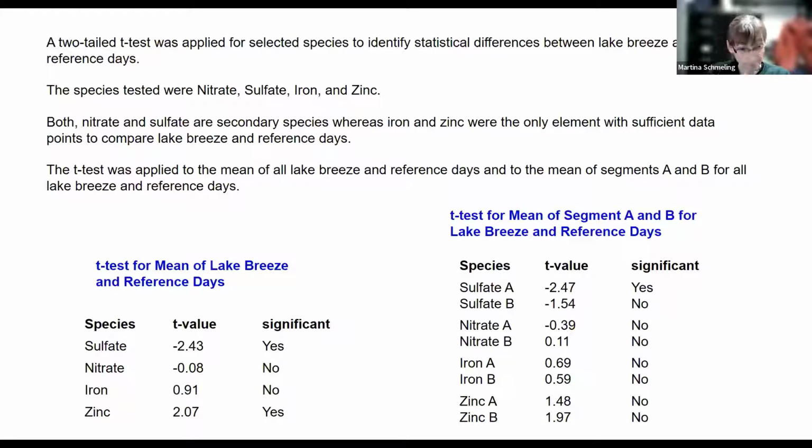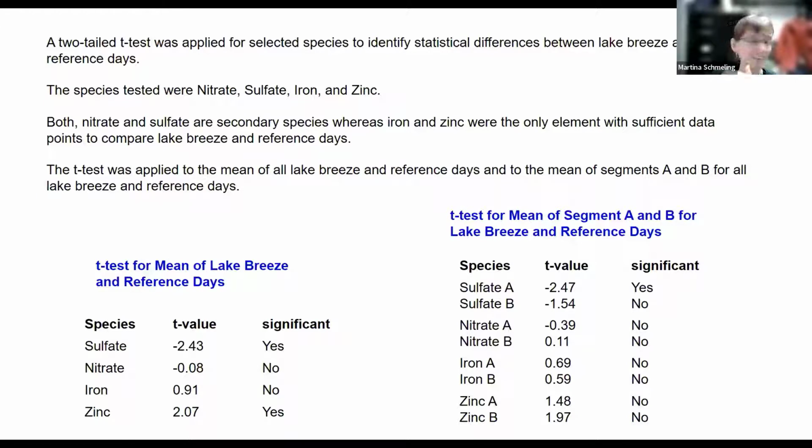What we did then, we applied a two-tailed t-test for selected species, both ions and elements, in order to figure out whether there are indeed statistical differences between lake breeze and reference days. The species we tested were nitrate, sulfate, iron, and zinc. Those, the 2 ions and the 2 elements, were the only species which had sufficient data points to compare between lake breeze and reference days.